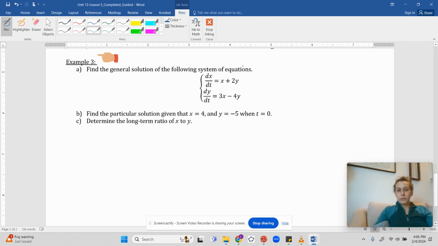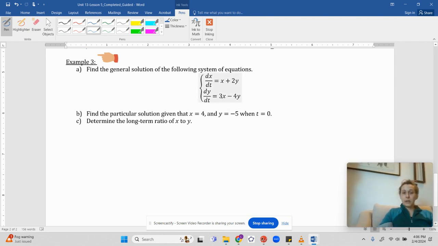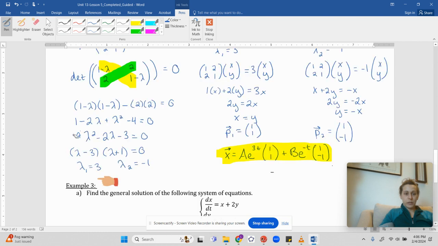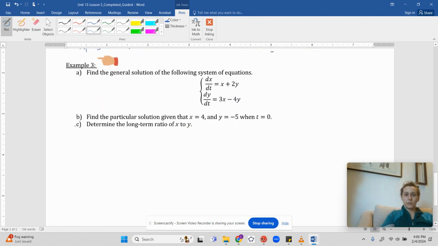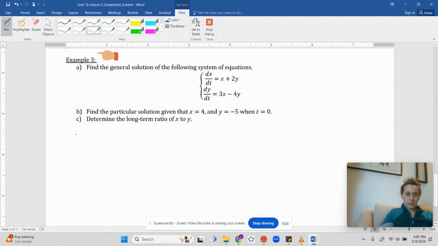I encourage you, if you'd like, to go ahead and try to find these eigenvalues and eigenvectors on your own for part A. So pause the screen and see if you can find those. Or if you want, keep watching. I'll go through it pretty quickly.